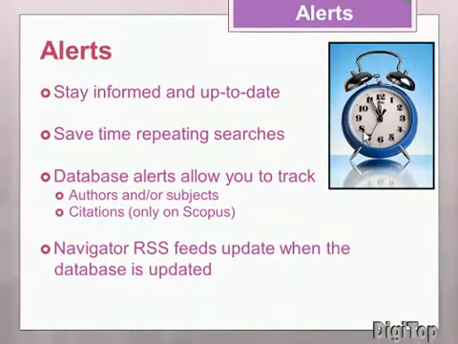And many of our resources, as well as the publisher sites, offer alerts. Alerts allow you to stay informed and up to date. The beauty of it is that once you find that perfect search, regardless of the resource, if the alert service is available, you can set it so that the information comes to you periodically in the time frame that you desire. Newspapers allow you to do it daily, but most of the databases allow you to do it weekly or monthly. You can track authors and or subjects, and many of our resources offer the RSS feed that update when the database itself is updated.